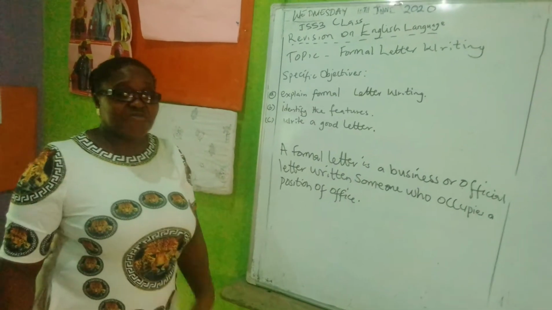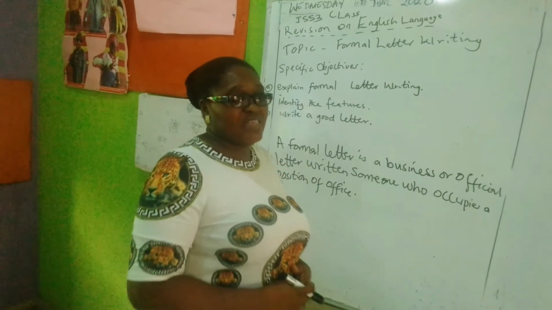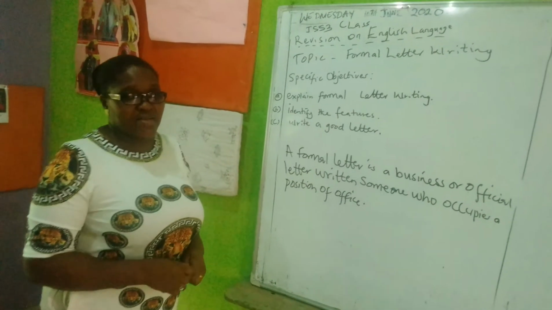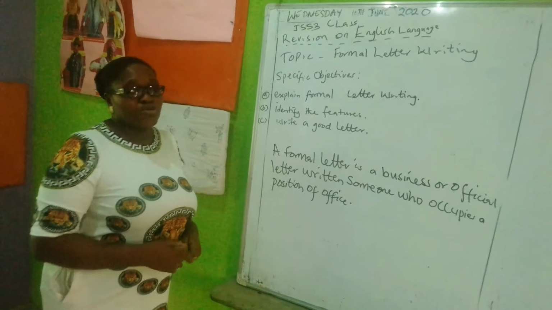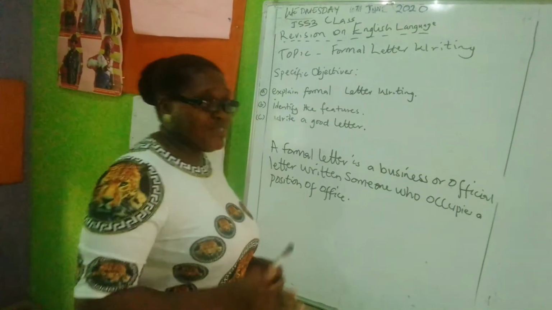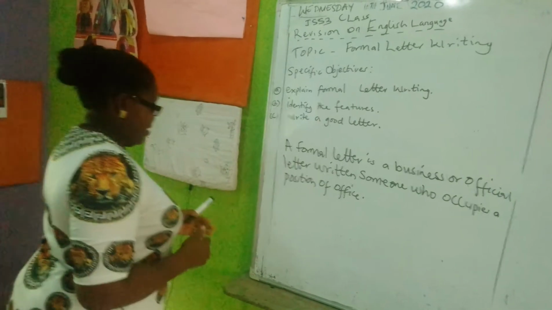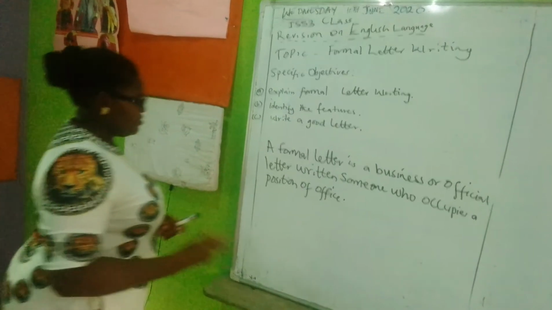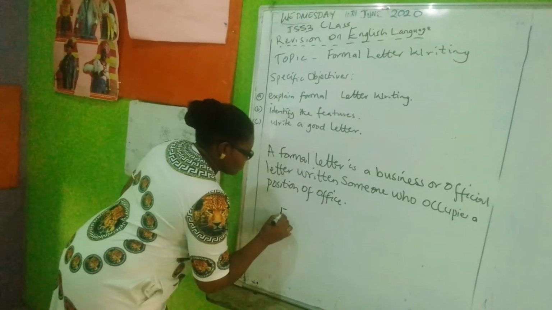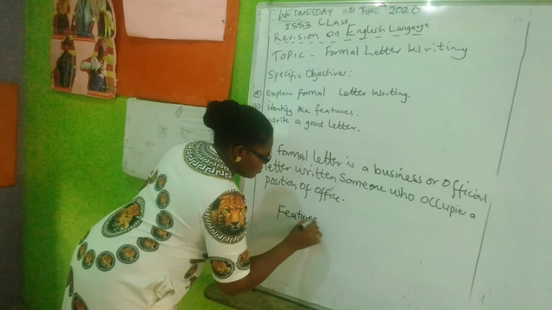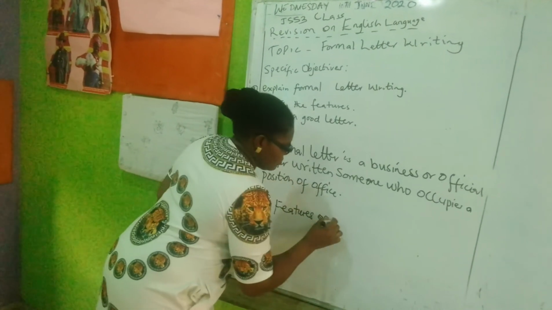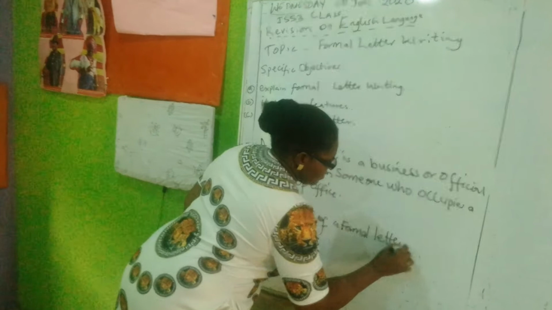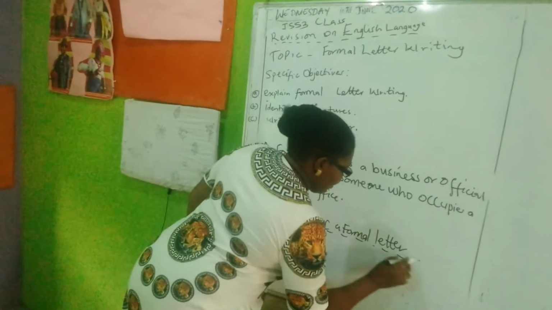And they also differ in the features. The features talk about the basic things you need to know about this letter writing. It is quite different from the informal, although there are things too that they share in common. They share a lot in common and they have little differences. So let's look at the features of a formal letter.